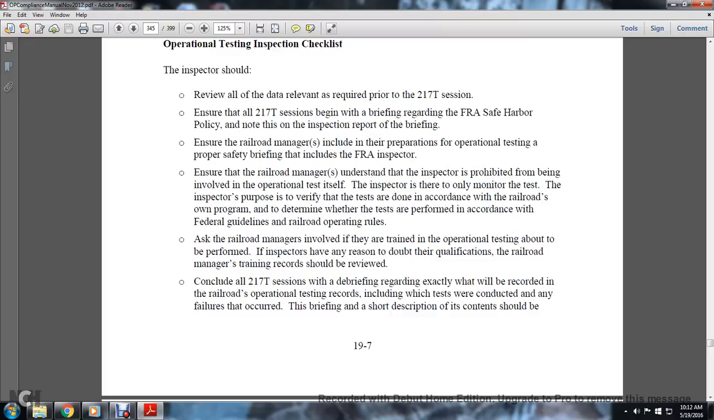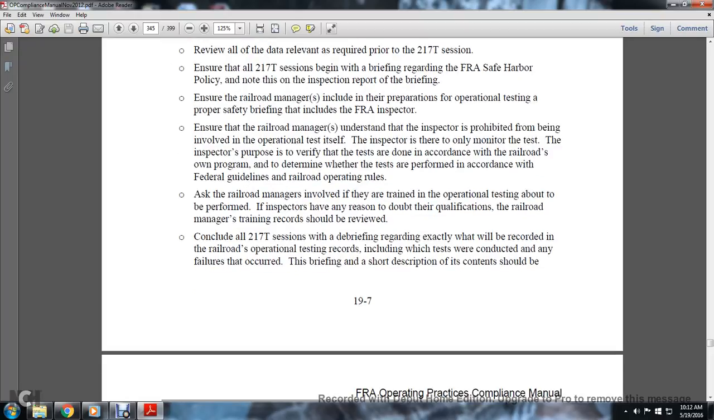The inspector is therefore only the monitor of the test. The inspector's purpose is to verify the tests are done in accordance with the railroad's own program, to determine whether the tests are performed in accordance with the federal guidelines of the railroad operating rules. Ask the railroad managers involved with the train and operational testing about the briefing performed. If inspectors have reason to doubt the qualification of the railroad manager, training records should be reviewed.